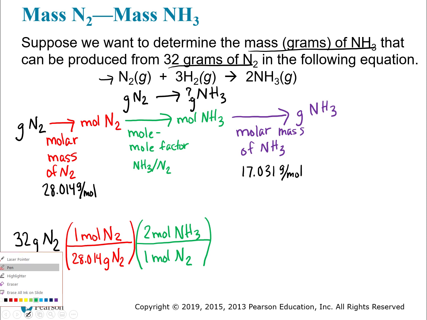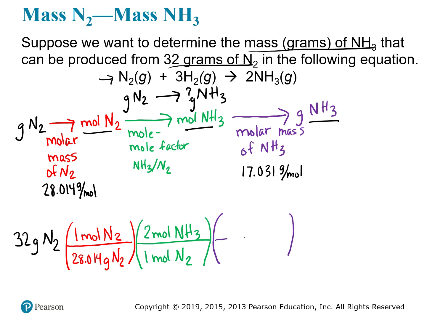So what I did when writing out the plan was tell you what units you need at each step. So that will help guide you with where you're putting which piece of the conversion factor. Now we're going to convert the moles of NH3 to grams. We're going to use the molar mass for that. This time, the grams are going to go in the top, and moles will go in the bottom.